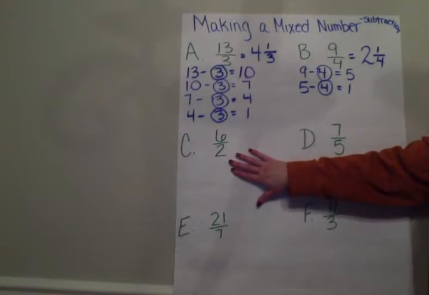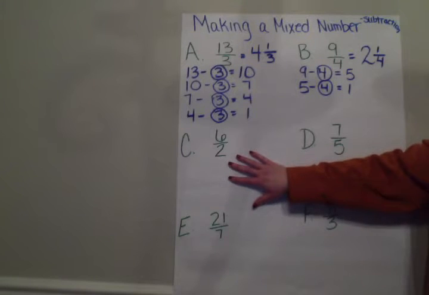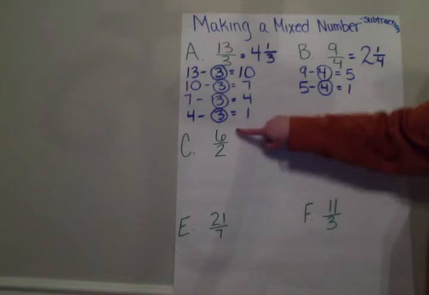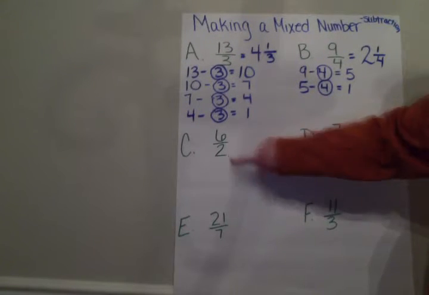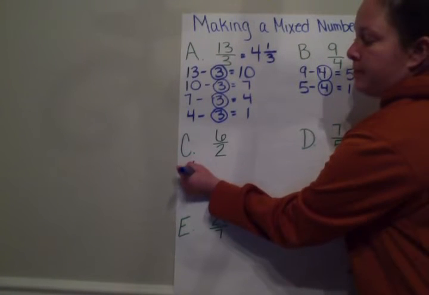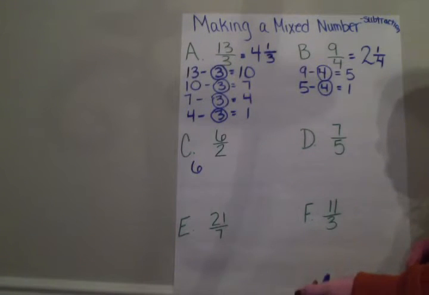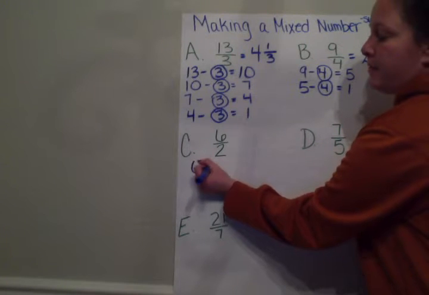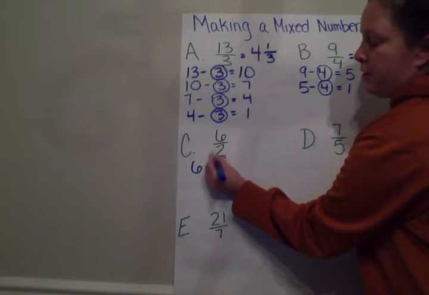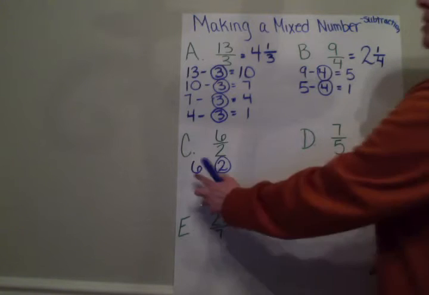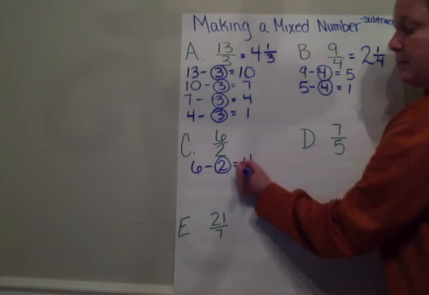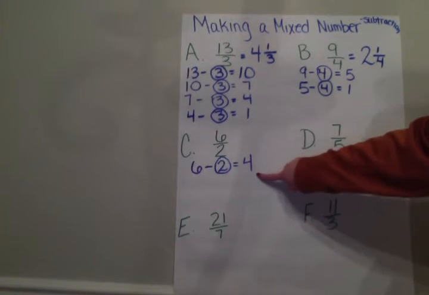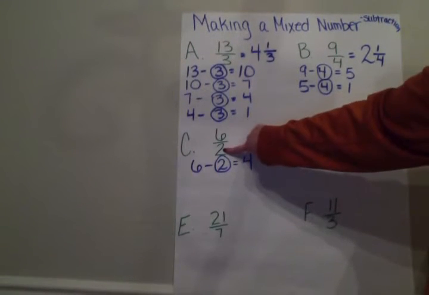So I'm going to look at it again, and I'm going to think in my brain, is this an improper fraction? Well, it is, because I can see that my numerator is larger than my denominator. So I'm going to write down my numerator, and I'm going to start subtracting. Here's my first group of 2. So 6 minus 2 equals 4. Well, my leftover parts are still not less than my denominator, so I got to keep going.